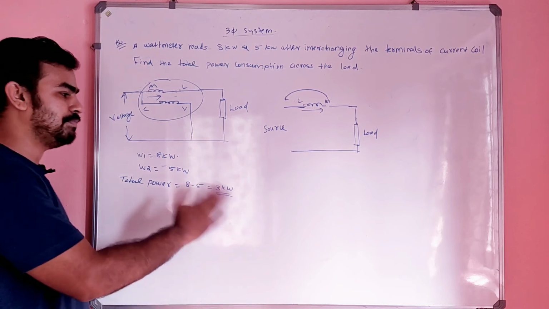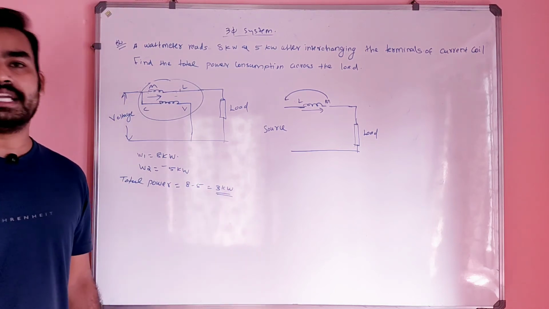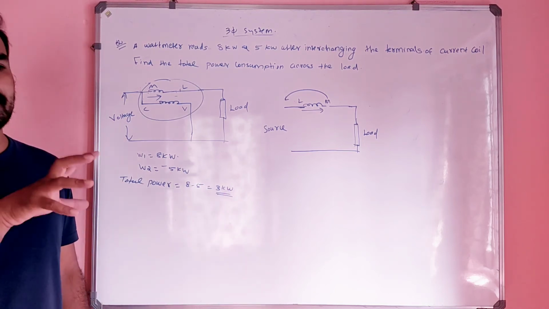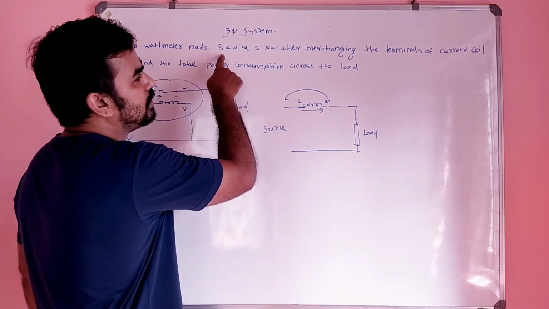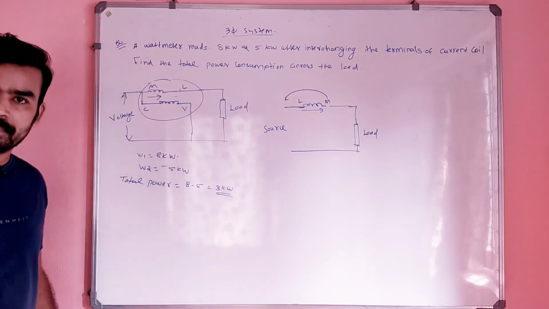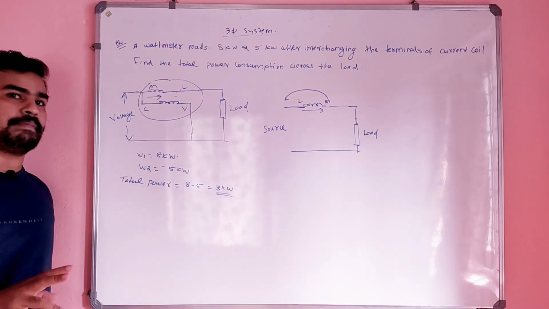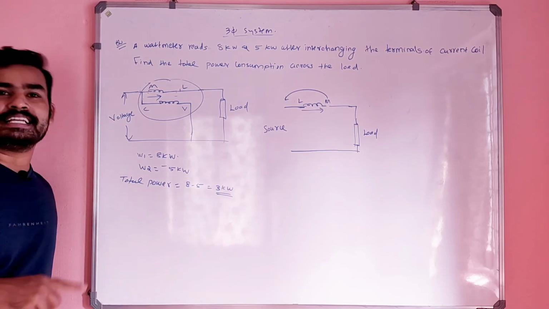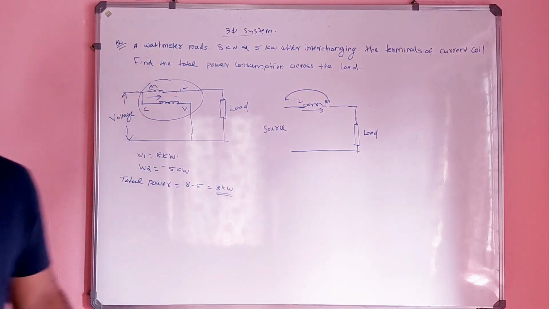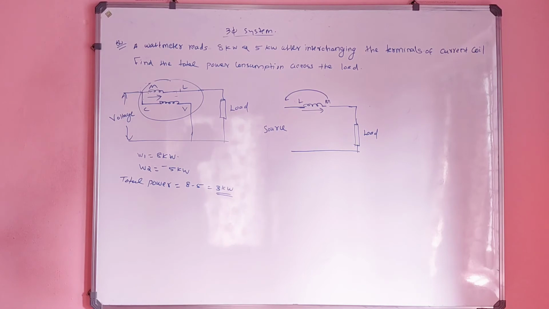So the effective power will be what? 3 kilowatt only. The aim of this problem is that whenever you interchange the terminals of the two coils of the wattmeter, the wattmeter will read in the opposite or negative direction. So that was the aim of the experiment. Okay.